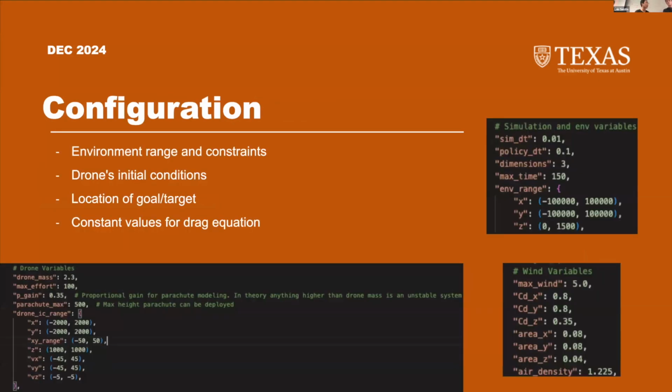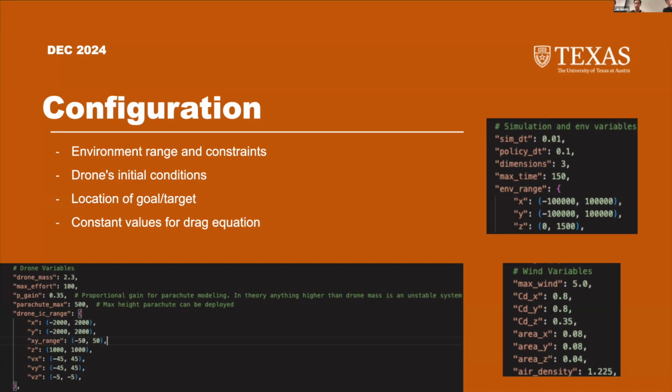Okay, so to set up our environment, we defined various parameters. The first one being our environment range. We made it large, which went from -100,000 to 100,000 in the X and Y directions, and from 0 to 1,500 in the vertical Z direction. Then we defined our drone's initial conditions, and for this, we made the drone's initial position randomized.